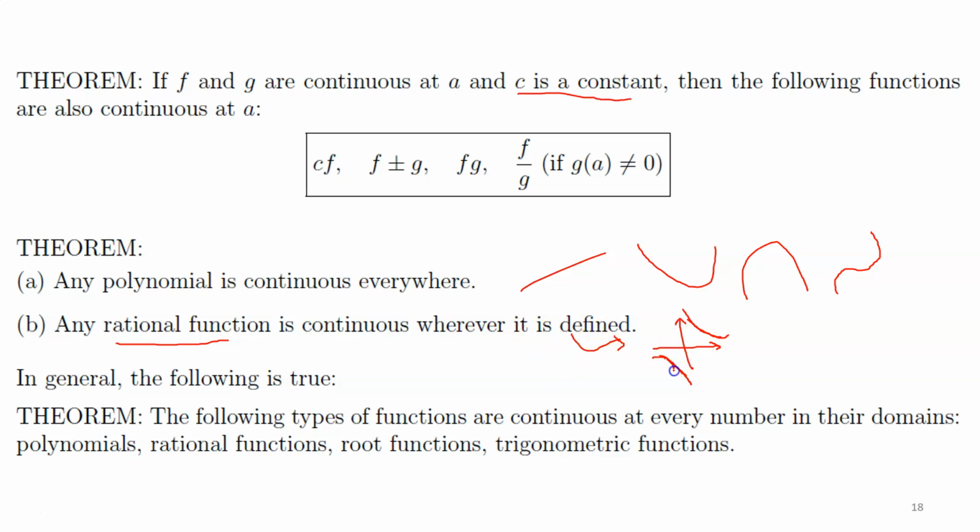So kalau kita check for this point, it is continuous, but for this point, it is continuous also. But for this point, will it be continuous? No, kan? Sebab dia not connected. Okay, in general, the following is true. Theorem: the following types of function are continuous at every number in their domain: polynomial, rational function, root function, and also trigonometric functions.